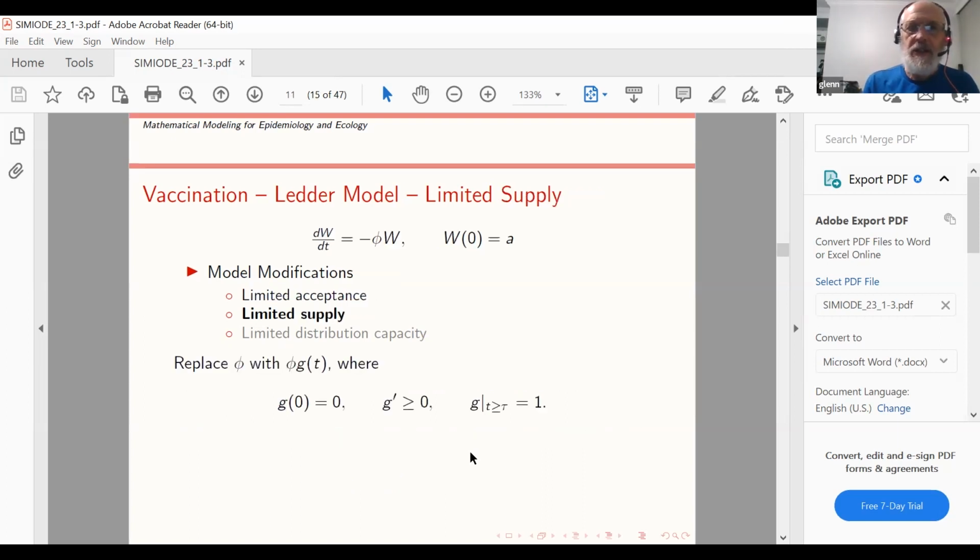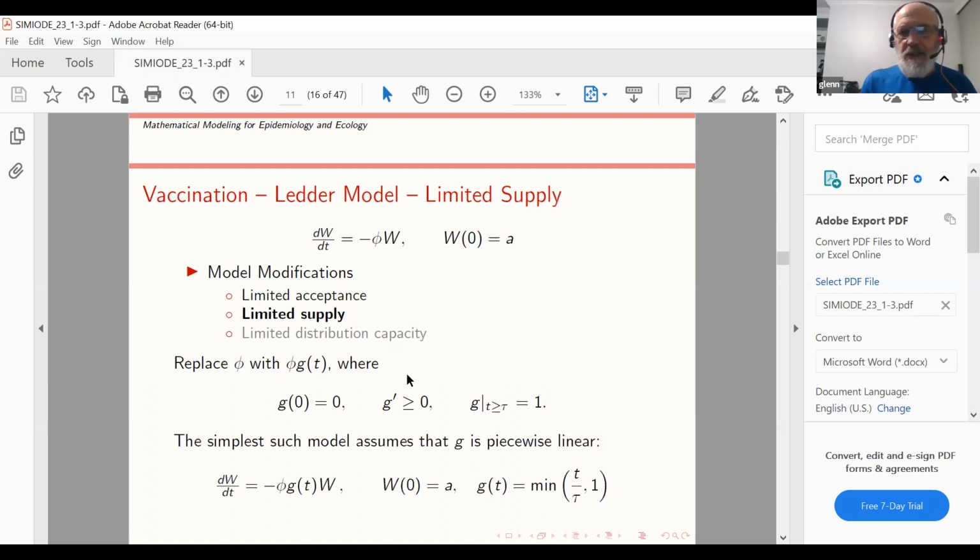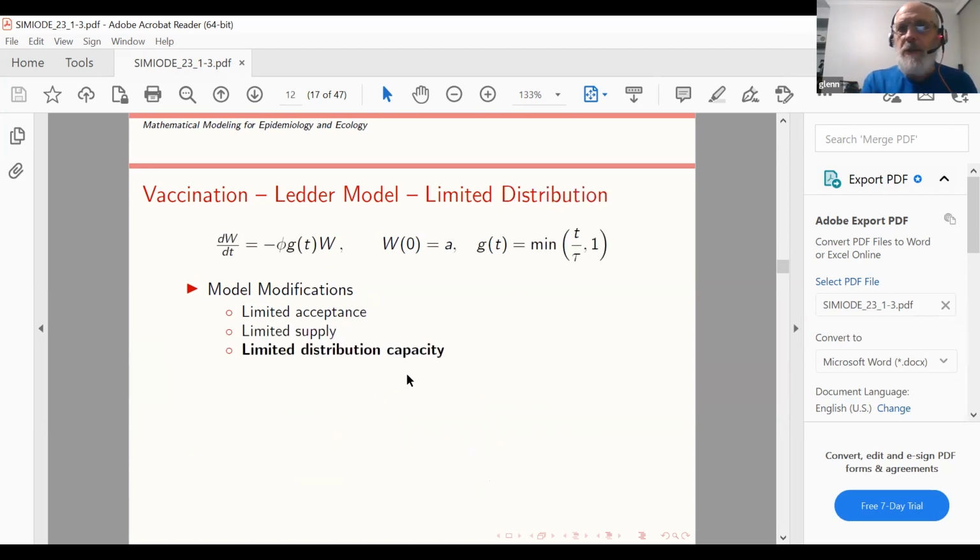Next, let's look at limited supply. This is fairly easy to deal with as well. Instead of a rate constant phi, let's put in a rate function that has a maximum of phi. So this rate function starts out at 0. It increases over time until some time tau at which it achieves the maximum value of phi. The simplest such model assumes that G is piecewise linear. When I wrote this down the first time, I thought this is too simple, but you'll see it works great. And the last thing, which is a little more challenging, is limited distribution capacity.